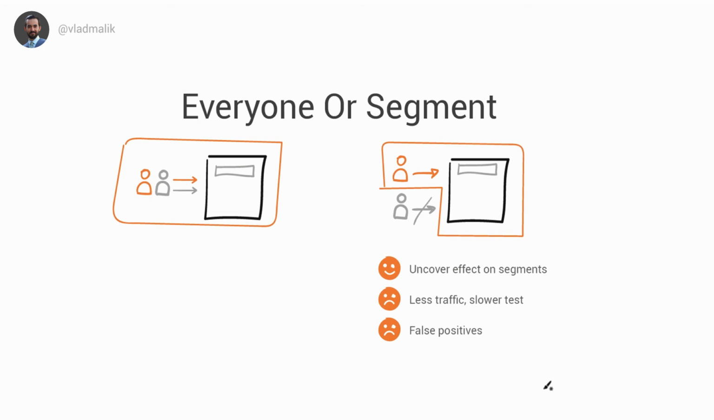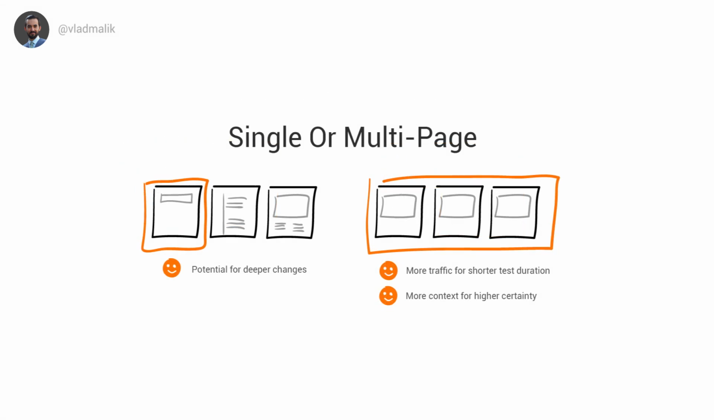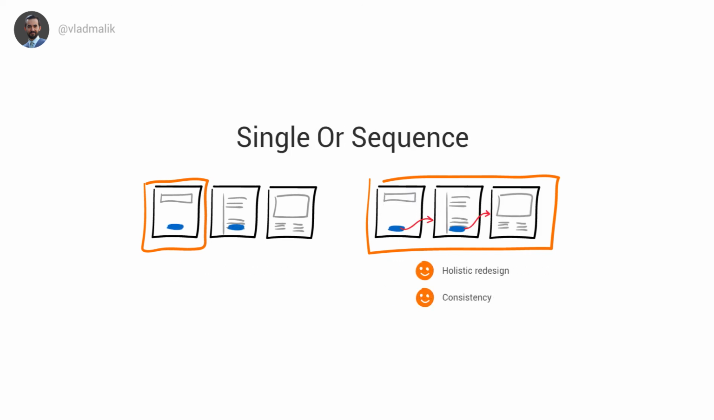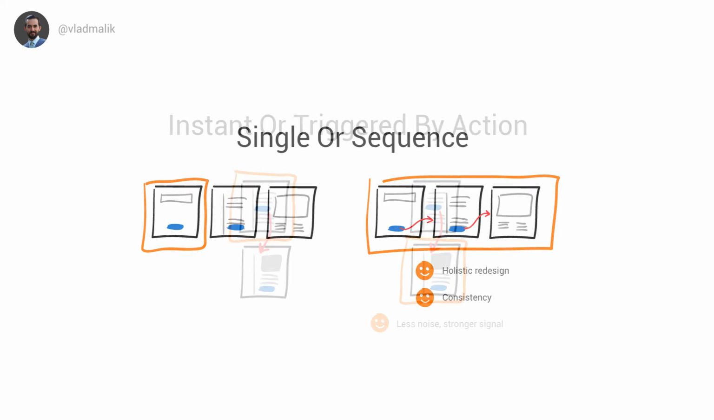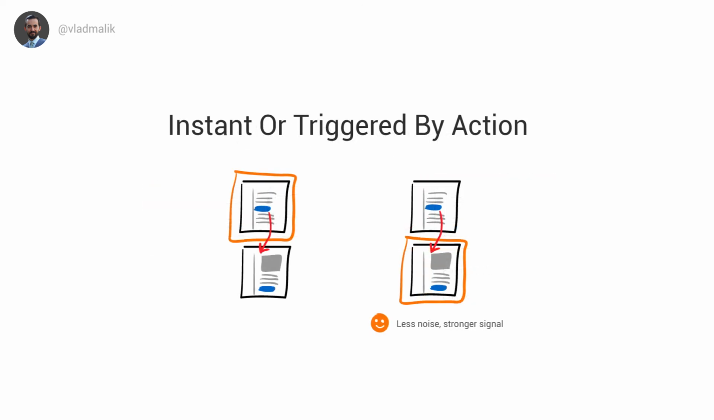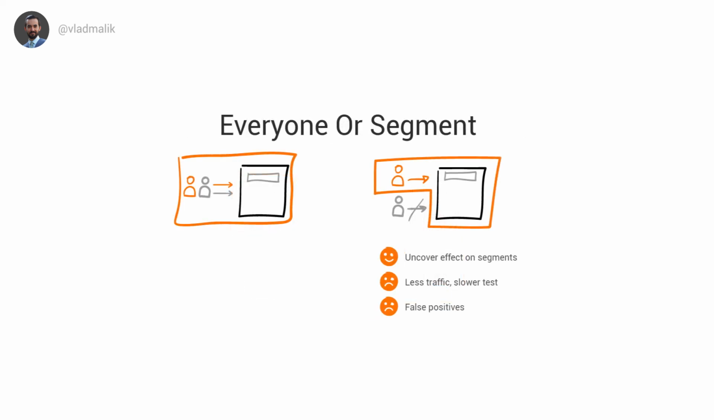In summary, I covered 4 ways to define the scope of a test. You can define what pages the test is going to run on, the pages on which the test is going to start. You can define which pages will be modified as part of the test. You can define when and under what conditions someone's going to join. And you can define who is going to join the test.